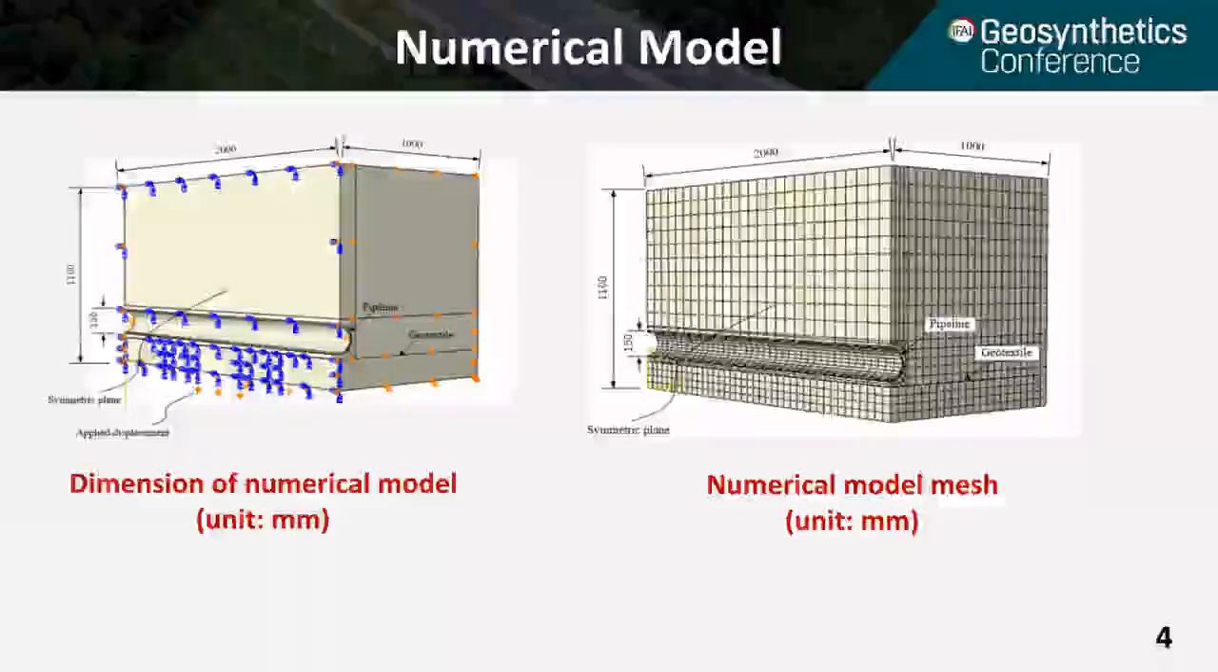Okay, the two figures on this slide show the dimensions of the numerical model and the mesh of the numerical model. Here the unit is millimeters. You can see we have a 3D model. Due to the symmetry of this model, we only model half of it.